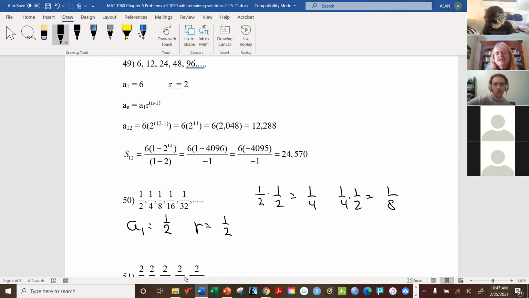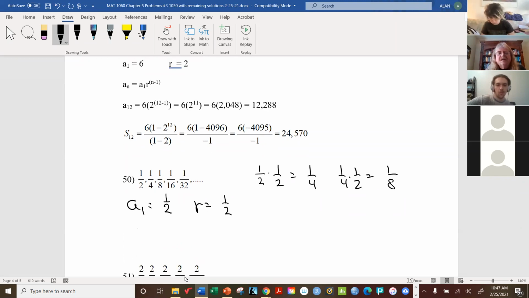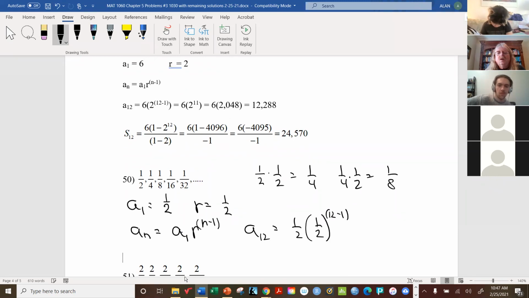That's the challenge. Once you got that straight, the rest is easy because A12, well, first A_n, let's remind ourselves, is A1 times r to the n minus 1 power. So that means that A12 would be 1/2 times 1/2 to the 11th. Ooh, interesting. So you know what this means? Because they both have the same base, there's an implicit 1 here.